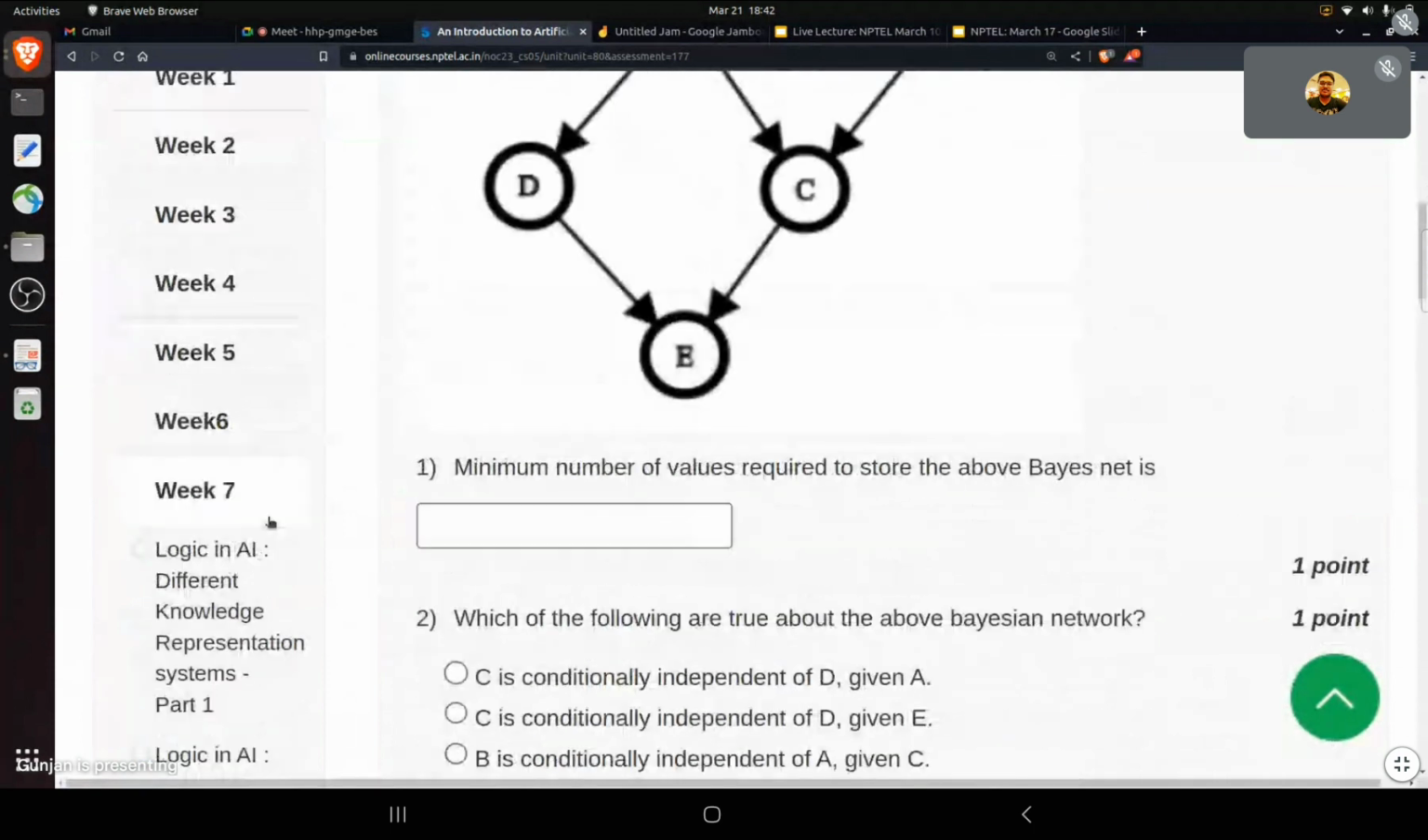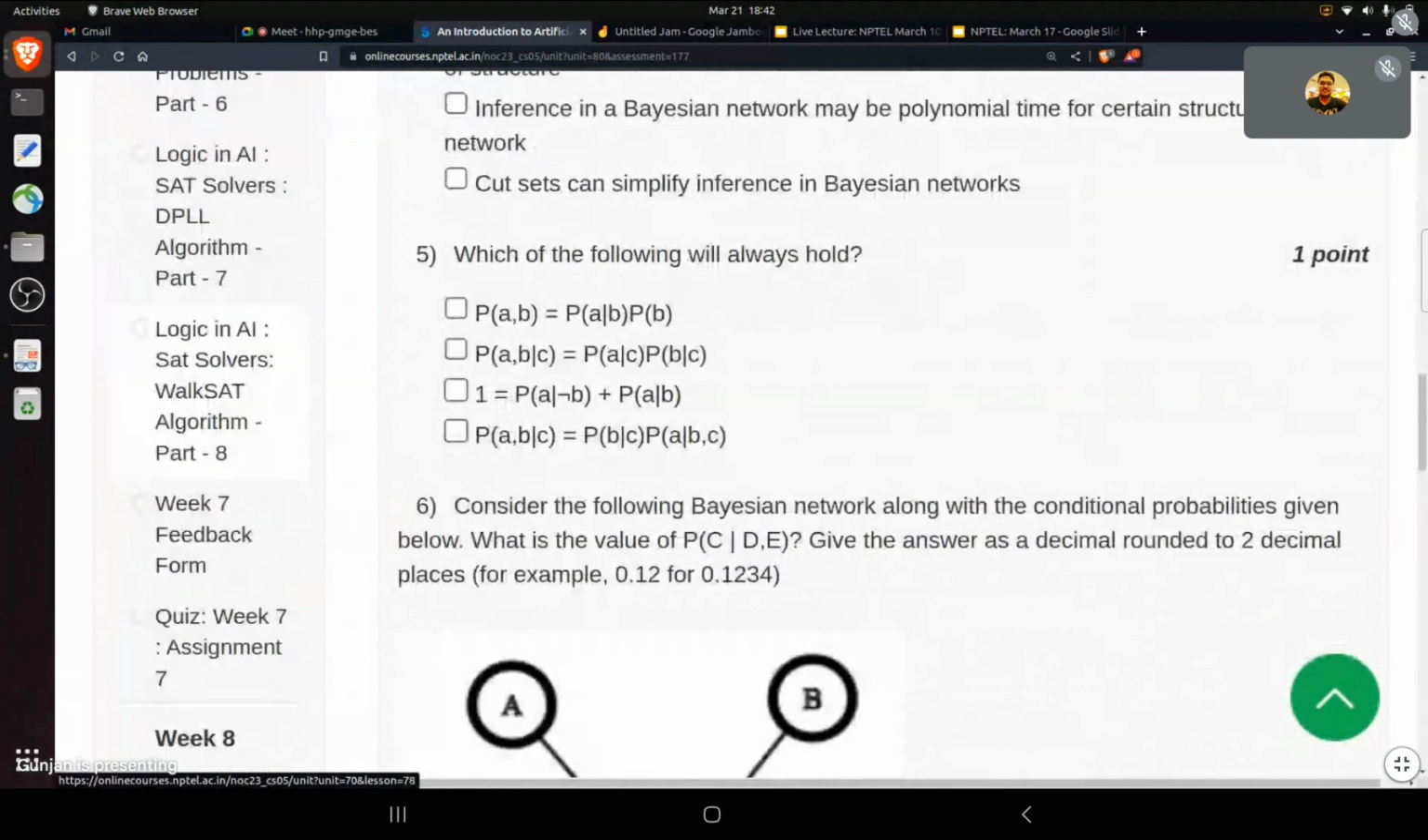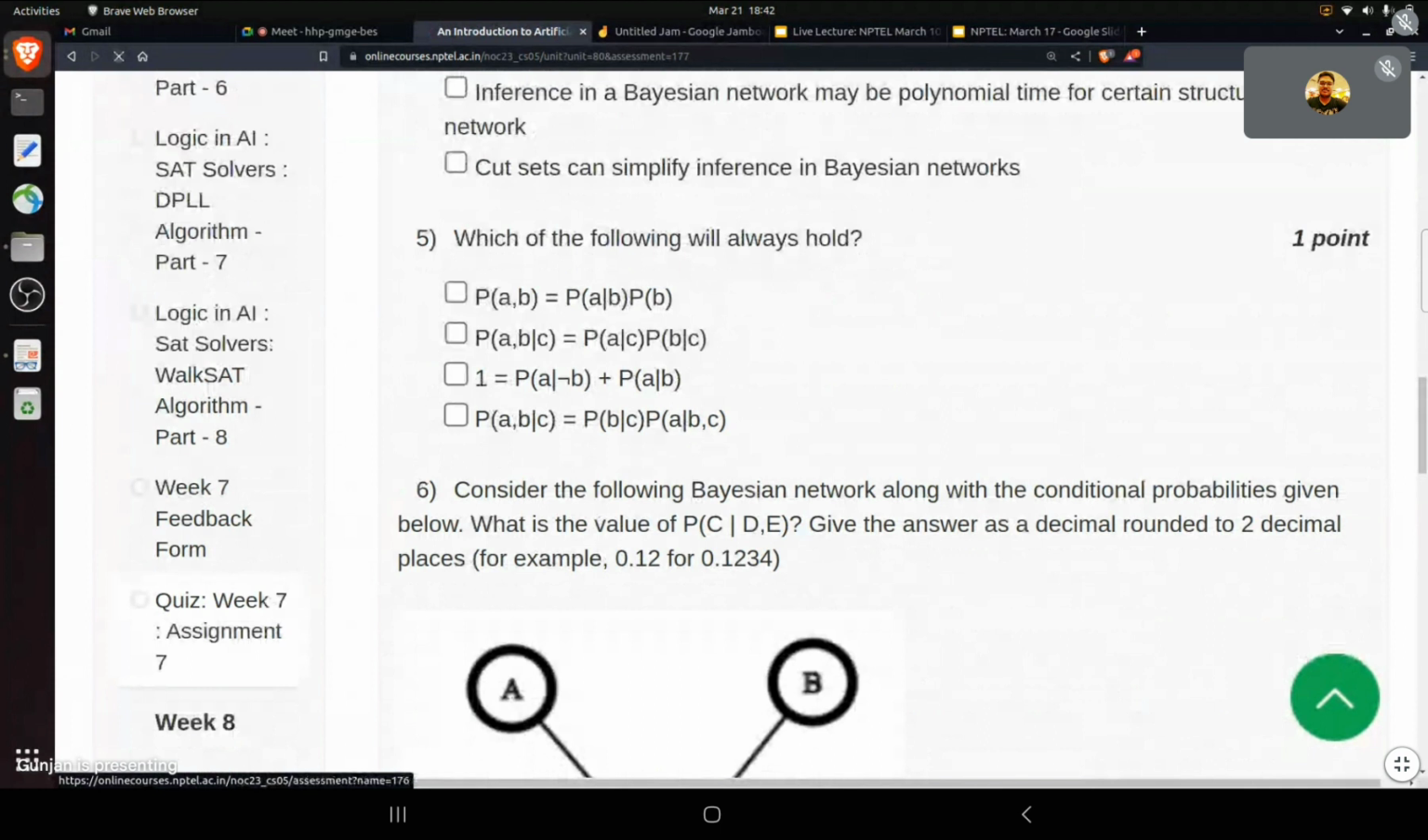That we will discuss in this week's doubt class. Yes, sir. Minimum values means does it mean minimum parameters?